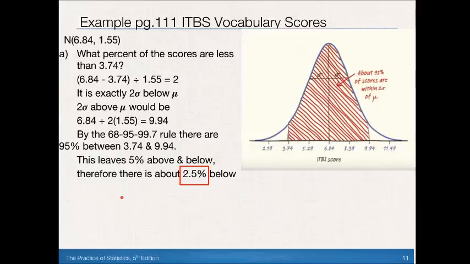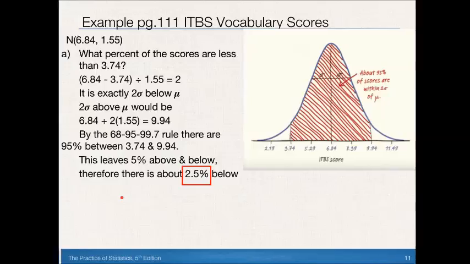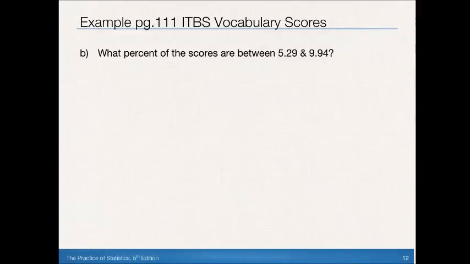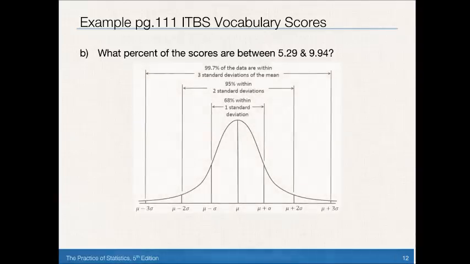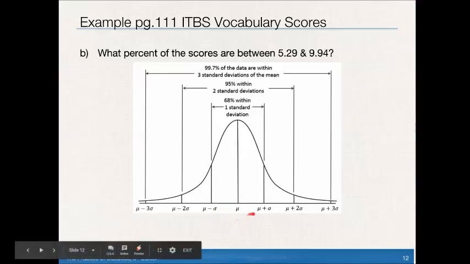Let's jump to the same example problem and answer the second question. What percent of the scores are between 5.29 and 9.94? I supplied you with a different looking normal distribution graph. It's got the rule, the 68, 95, 99.7, in there. But what we want to do is figure out what scores are between 5.29 and 9.94.